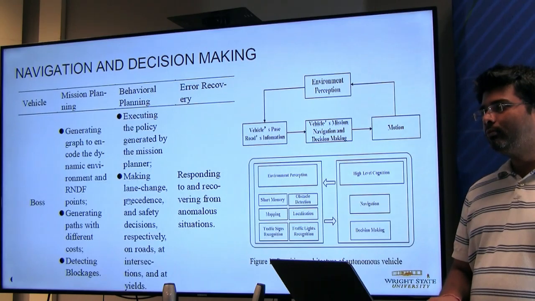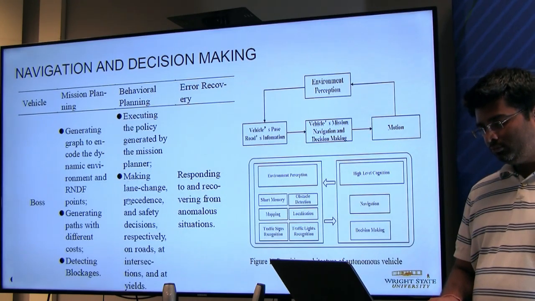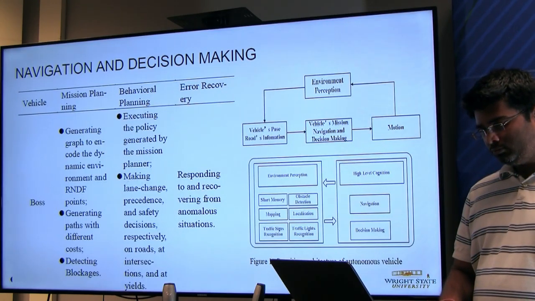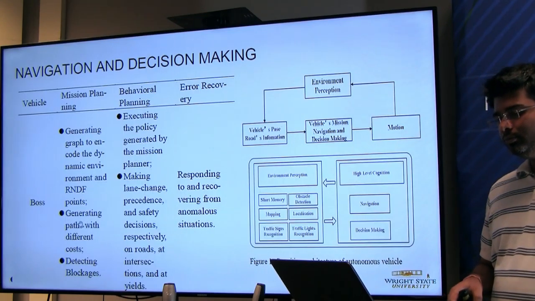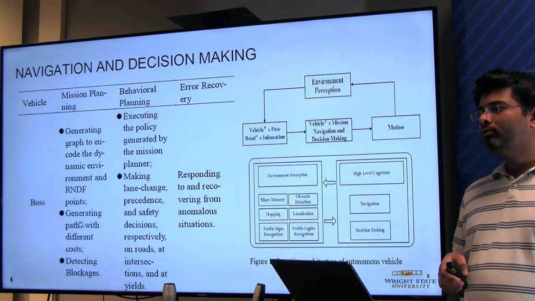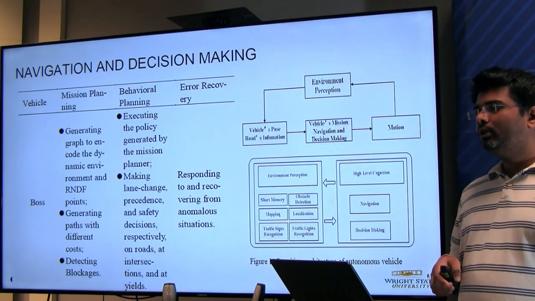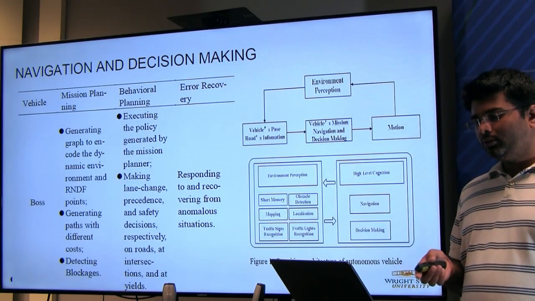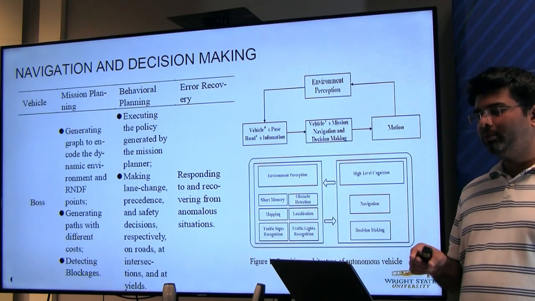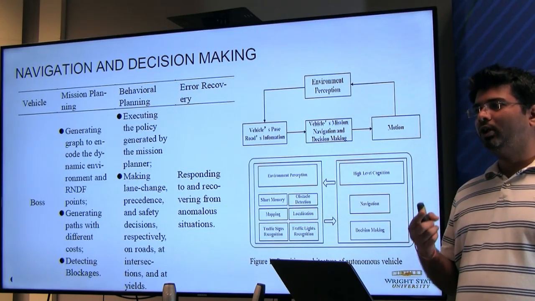Can you tell me about that evaluation function, that generating paths with different costs? What does that mean? Okay, so like fuel cost or travel time, or how am I evaluating that path? I need to get into the paper to come out with a number of costs.